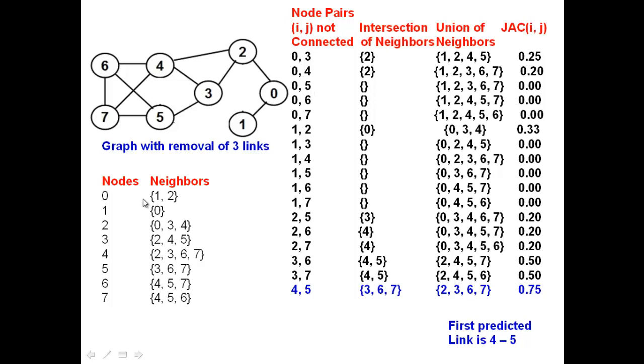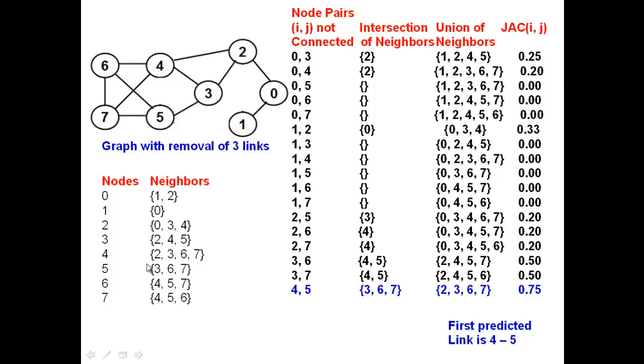For 0, 4, it is 1, 2 and 2, 3, 6, 7. So the intersection is just node 2. Union is 1, 2, then 3, 6, 7. That is 5 nodes. So 1 divided by 5 is 0.20. So you find the Jaccard coefficient like this for all the node pairs.